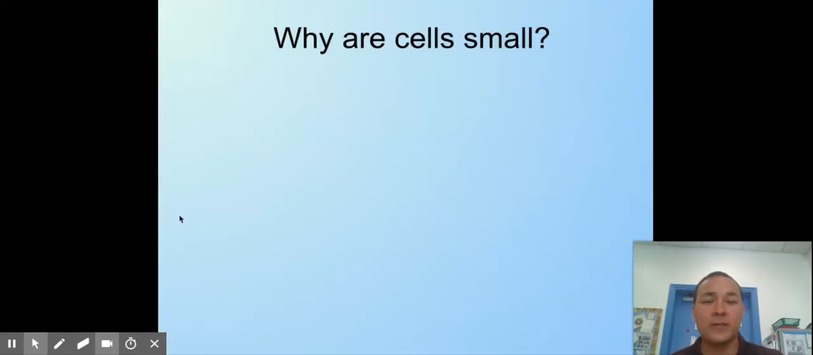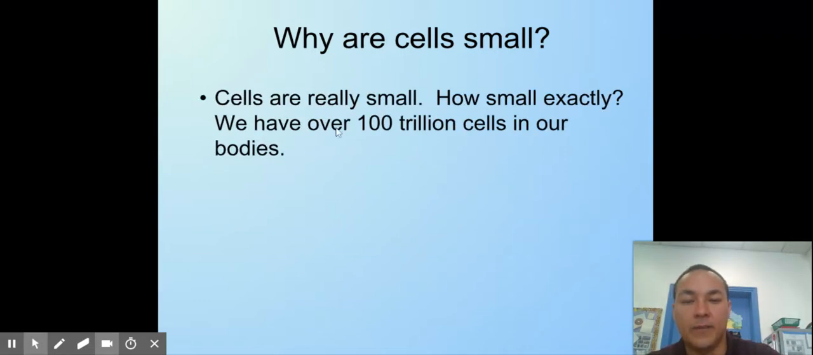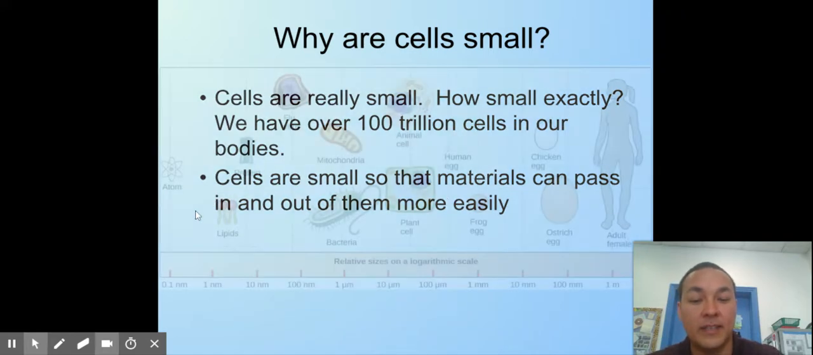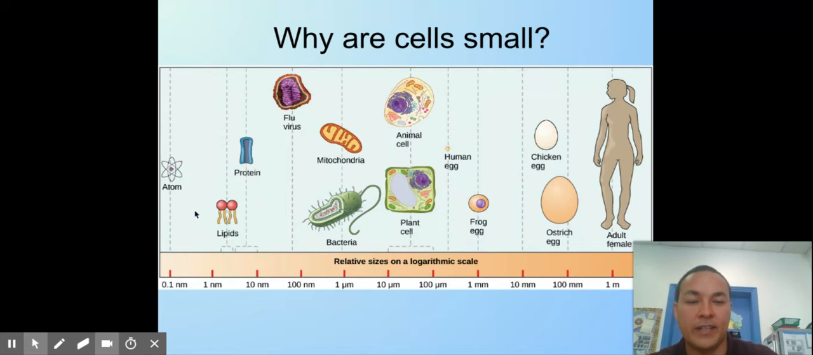So why are cells so small? Why do we have to break out the microscopes, of which we have really nice ones here at TASM, to check them out? Well, we have over 100 trillion of them in our bodies. They're so small so that materials can pass in and out of them easily with diffusion. Here's a cool size comparison chart. This is what's called a logarithmic scale, so it goes by powers of 10. A protein is going to be much, much smaller than an adult.